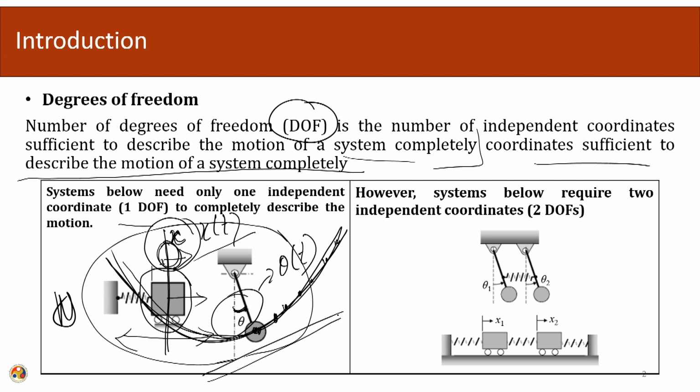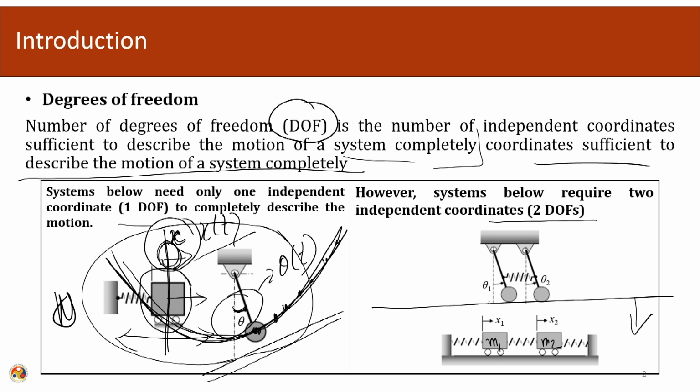So, adding complexity to this system, if two independent coordinates are required to know the position of the system at any given instant of time, then this type of system is called 2 degrees of freedom. So, let us take this example below. It has two concentrated masses m1 and m2.